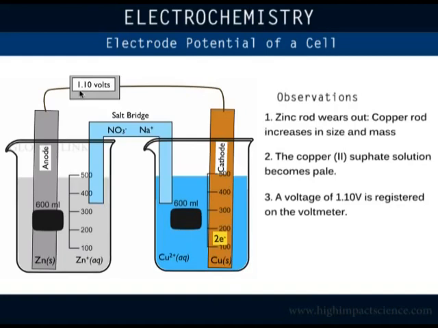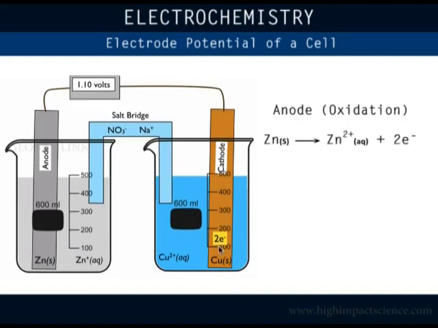At the anode, oxidation takes place. Zinc atoms on the zinc rod lose electrons to form zinc ions. We can represent this half cell as shown here.